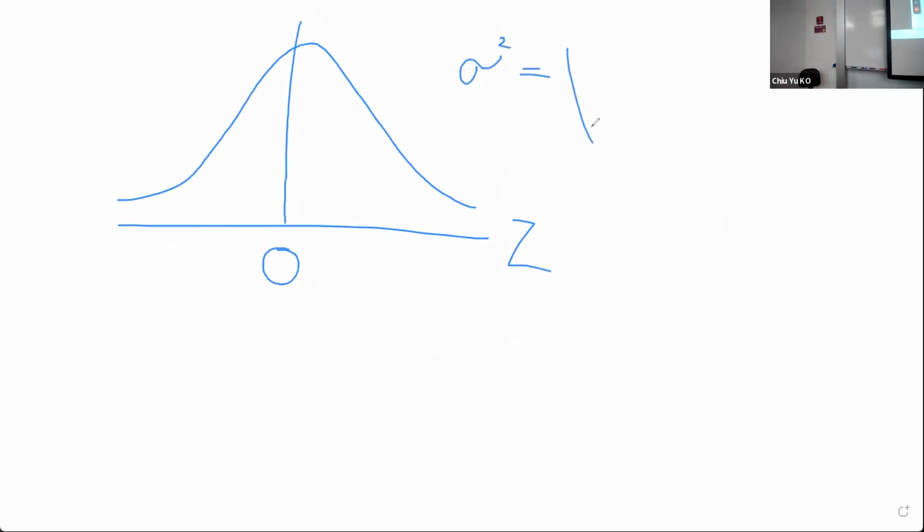Everyone knows it. This is the standard bell. Every normal you can always reduce to this one. Now the question is, we are not interested in the normal itself. We're just following. So I just roll a die.